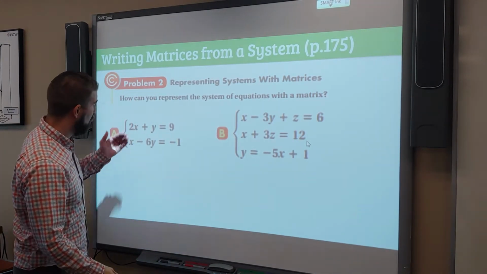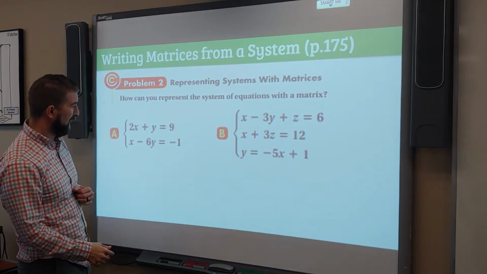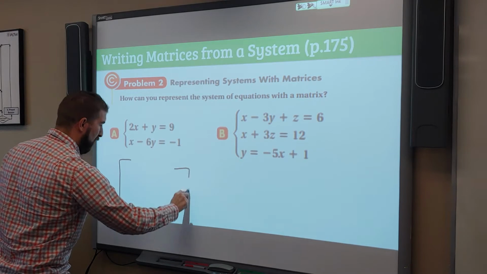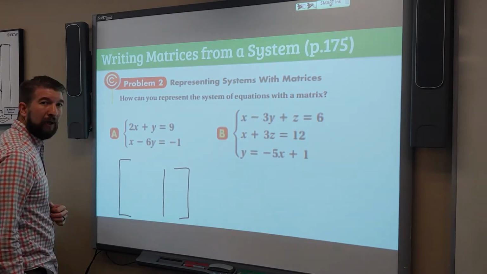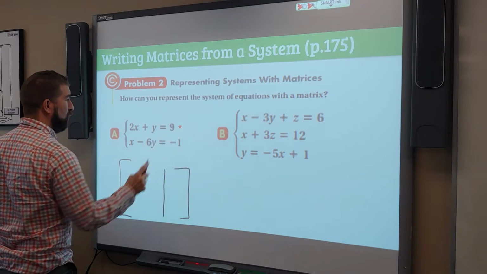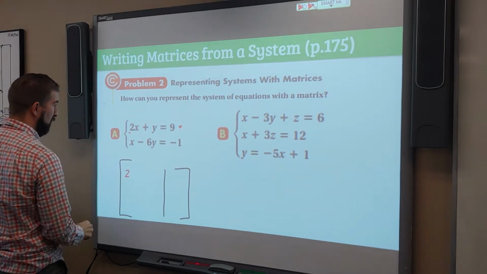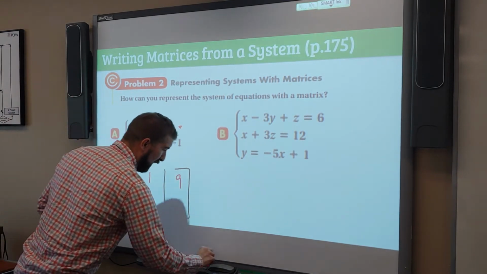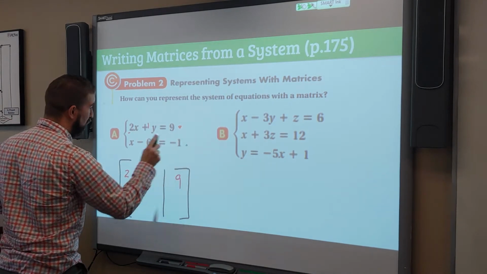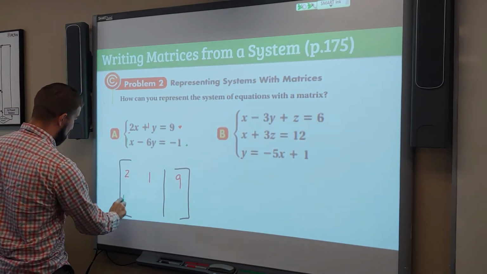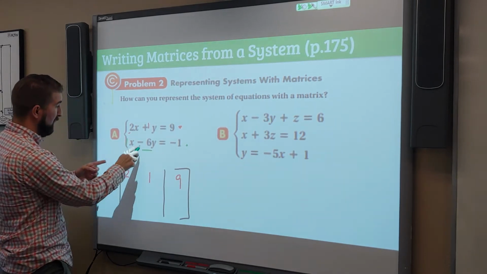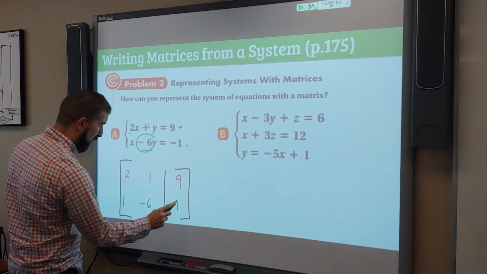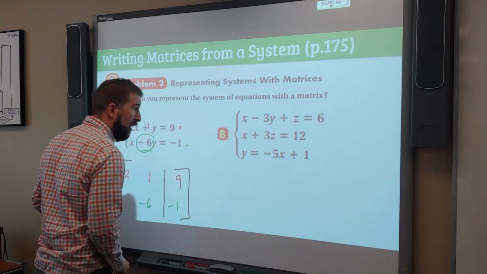I've got 2 equations: 2x plus y equals 9, x minus 6y equals negative 1. The first thing I'm going to do is draw my matrix box. I'm going to draw these little brackets, and I'm going to draw my little line. I'm going to make it red. So I've got a 2, invisible 1, and a 9. Just like that. New Christmas colors, red and green. All right, got an invisible 1 right there. I have a negative 6. Remember, the symbol goes with it. So I've got a negative 6, and then I've got a negative 1. That's how you do that one.